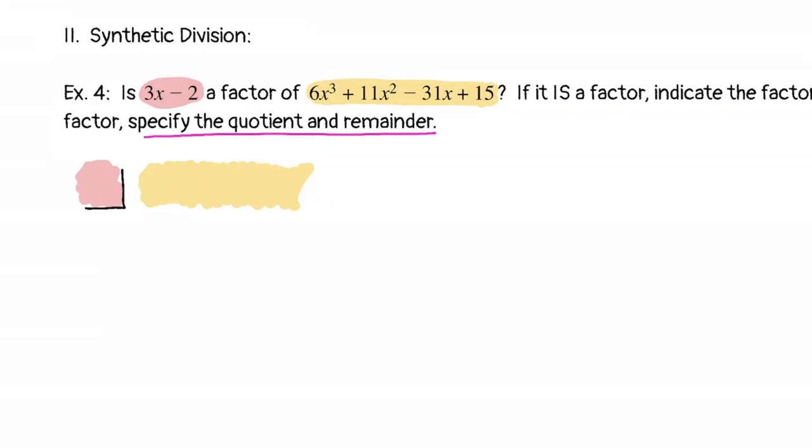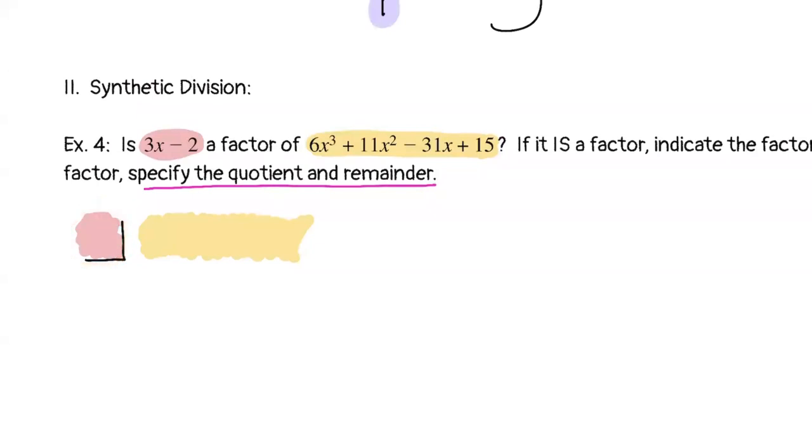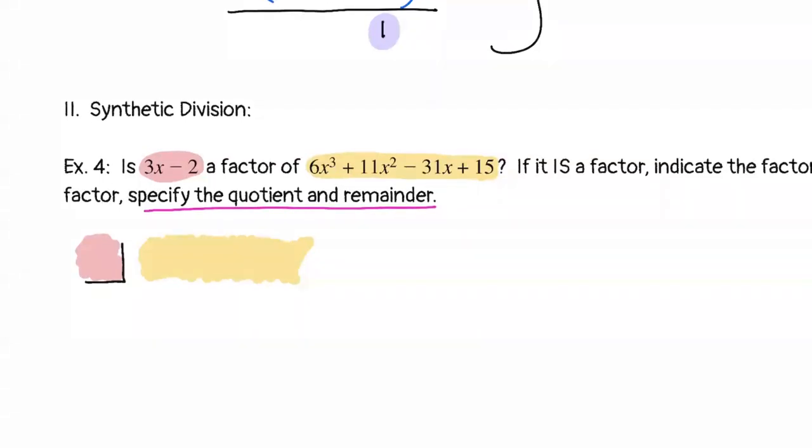So let's start with what goes inside where this red is. Here's what goes inside there. We're going to take our divisor and set it equal to 0. So 3x minus 2 equals 0. I want you to work that out in the privacy of your own learning environment and tell me what x equals.